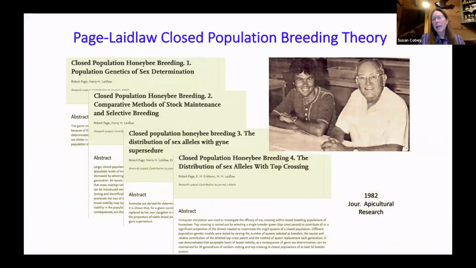Page and Laidlaw were developing their closed population theory at UC Davis when we were there. Their concept was to work with a population and just select the top performers. And that's something I think beekeepers have always done. But the difference is to control it with instrumental insemination and strengthen it with a good selection program. And that's the only difference, really, in what I've done with this.